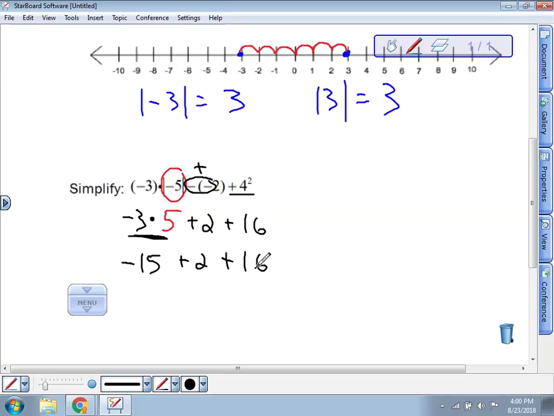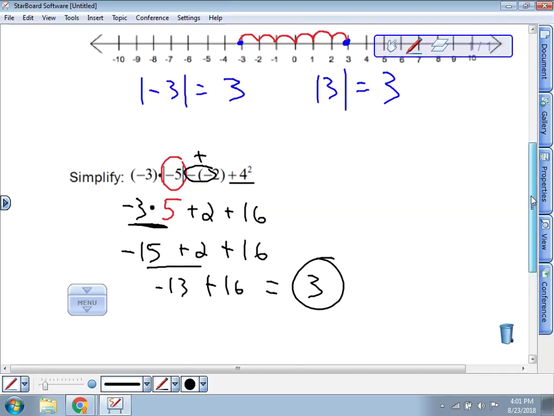Now it just becomes, again, working left to right. Negative 15 plus 2 is negative 13. Combining those, plus 16, equals positive 3. So this answer would be 3. That's how we're going to simplify a problem using absolute value.